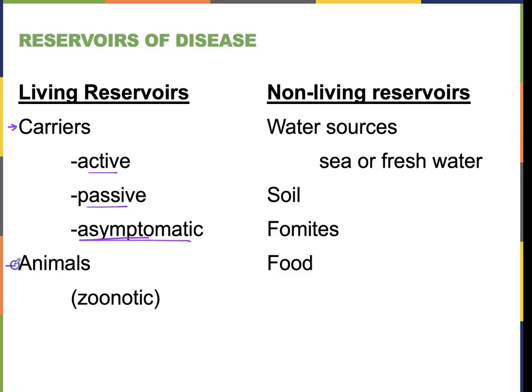For animals, those are called zoonotic diseases, and animals can be carriers of lots of different diseases. Rabies, for example. Animals have the rabies virus. It's not normally in the human population. Humans get it by mistake, when the animal bites them and transmits it. But normally it's an animal disease. So living reservoirs are people and animals that can pass on the disease.